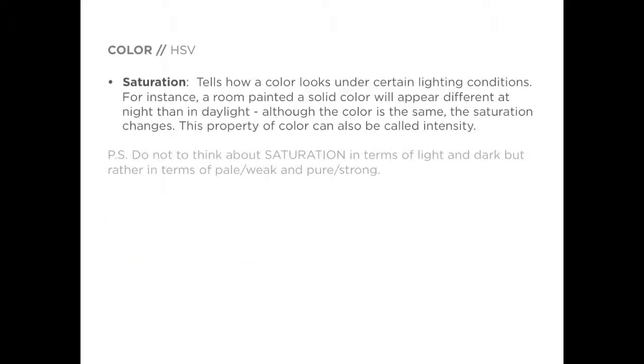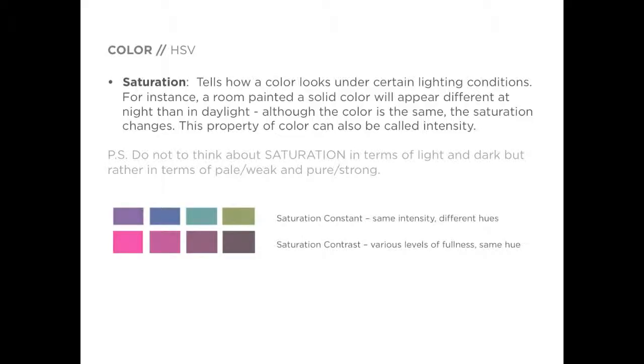Saturation tells how a color looks under certain lighting conditions. For instance, a room painted a solid color will appear different at night than in daylight. Although the color is the same, the saturation changes. This property of color can also be called intensity. Do not think about saturation in terms of light and dark, but rather in terms of pale, weak, and pure, strong. So the first row are different hues but same intensity. The second row are various levels of fullness for the same hue.